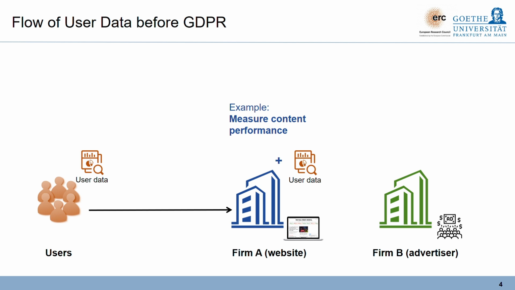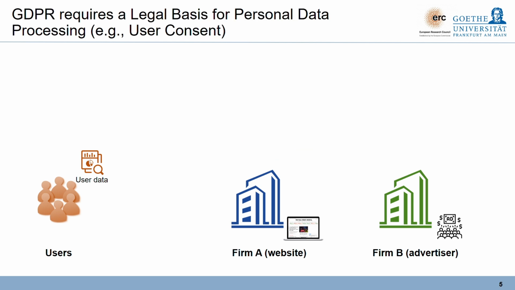Meanwhile, the website can also transfer data to its partners, such as the advertiser. The advertiser can use the data to come up with targeted ads. The price for targeted ads is often higher because the advertiser reduces ad wastage. When the EU introduced the General Data Protection Regulation, GDPR, processing and transferring users' personal data became more difficult.